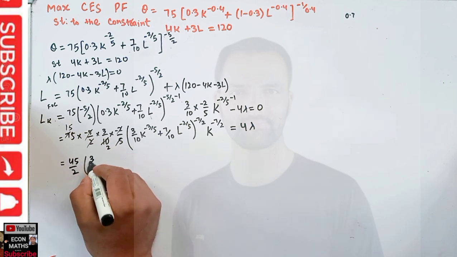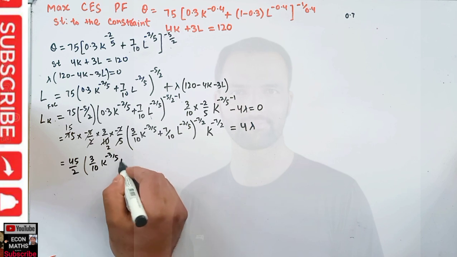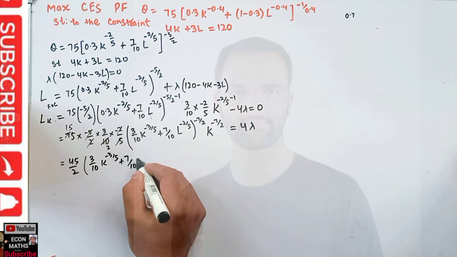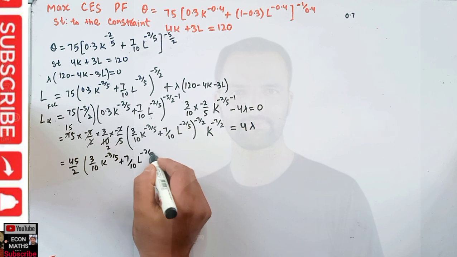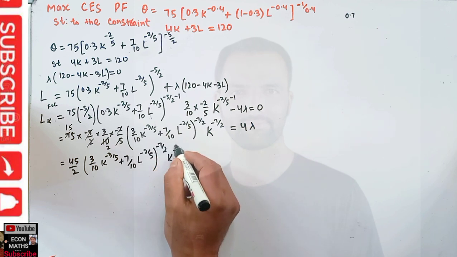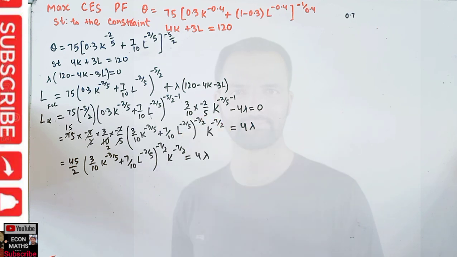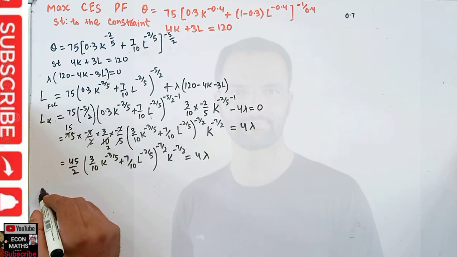This very thing, that is 3 upon 10 k to the power minus 3 upon 5 plus 7 upon 10 L to the power minus 2 upon 5 raised to the power minus 7 upon 2, k to the power minus 7 upon 2 is equal to 4 lambda. We have just differentiated this Lagrange's function with respect to k. Again we need to differentiate with respect to L.